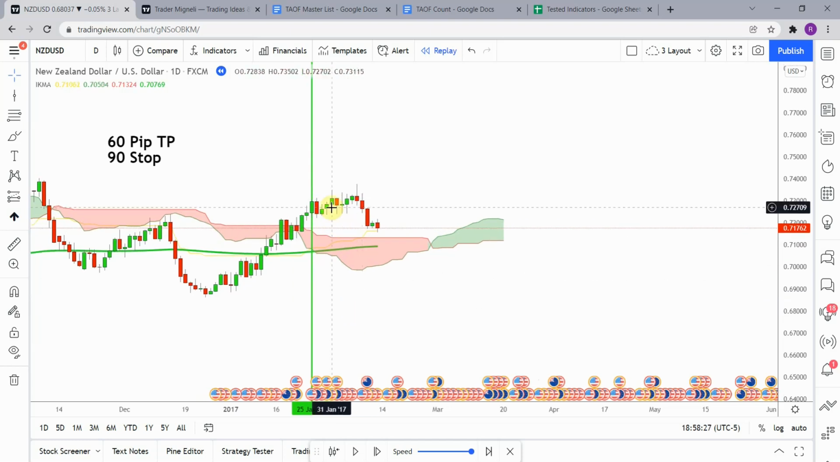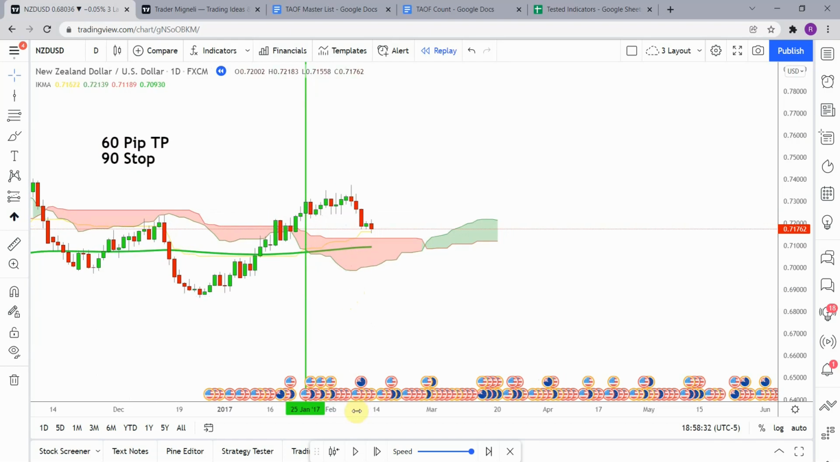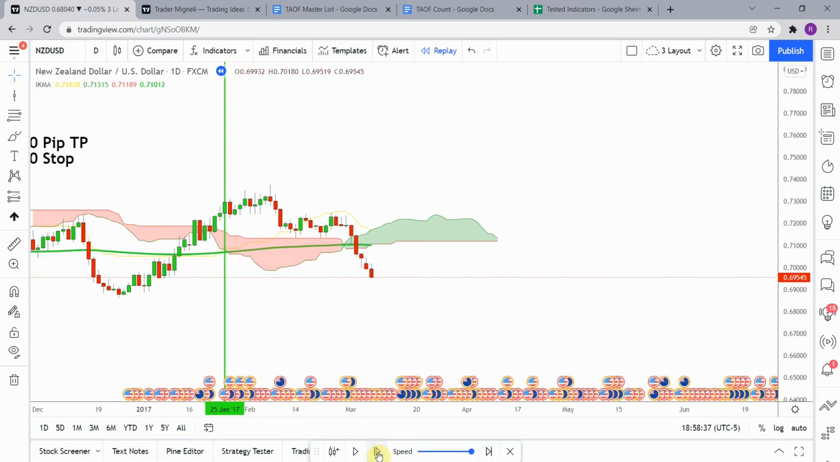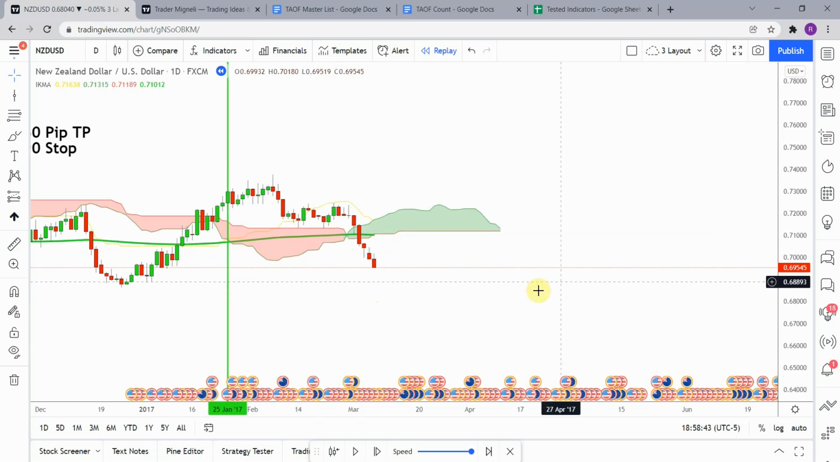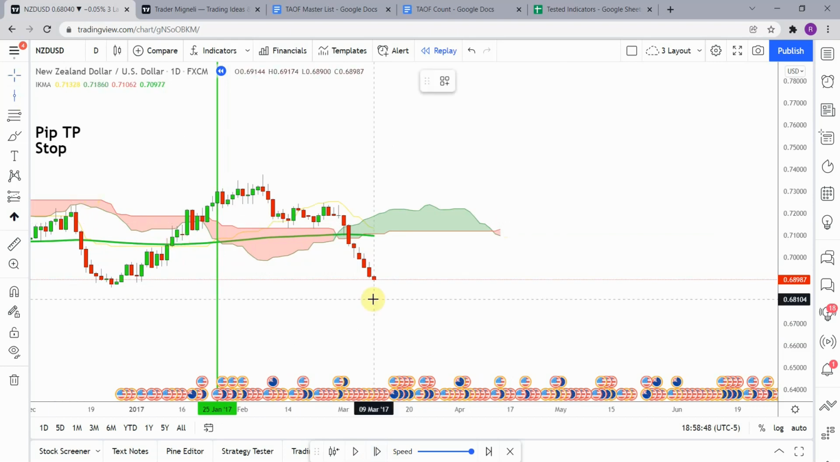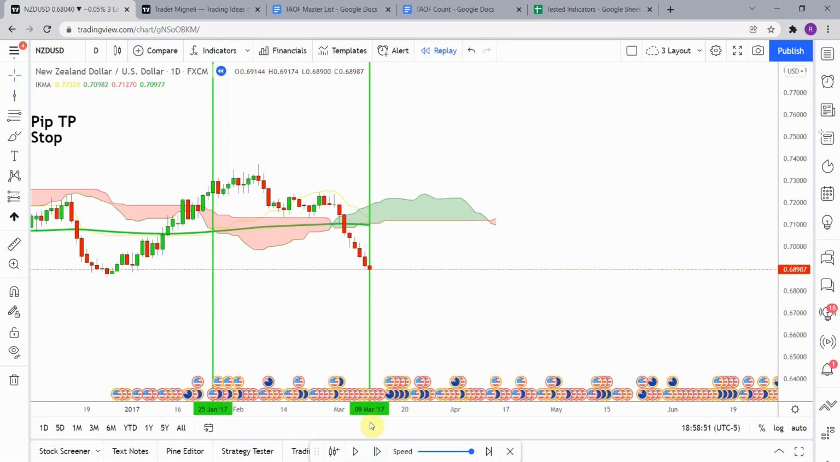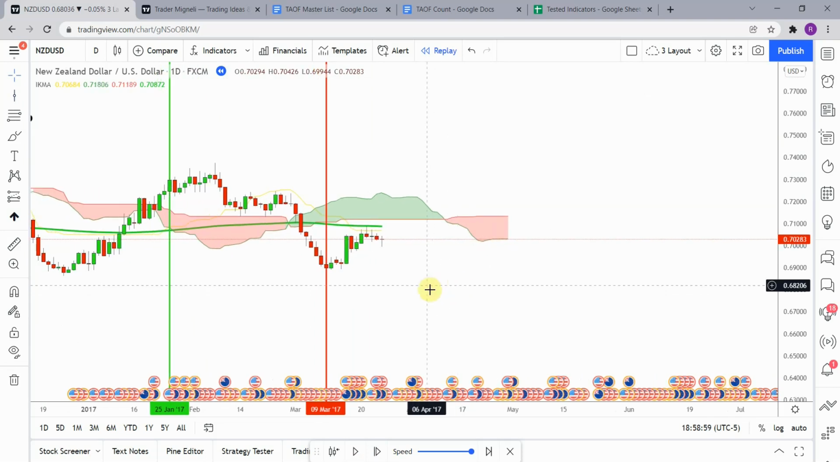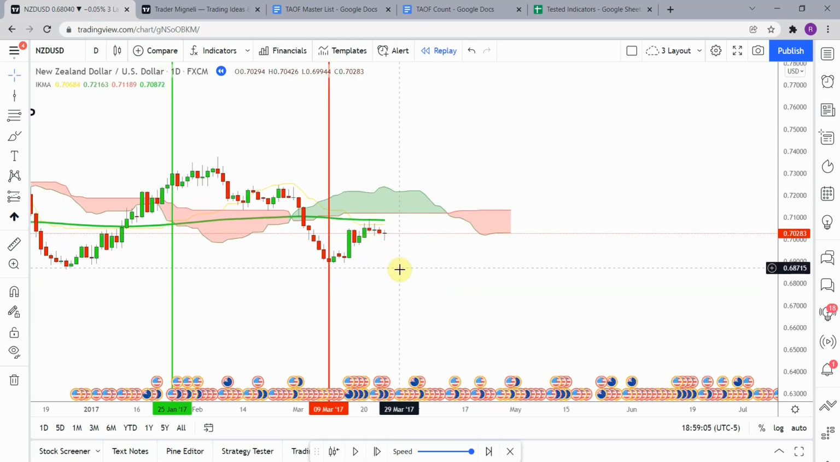All right, so we get a little bit of a pullback, then we get a push to the upside, just enough to get us to take profit. So let's go ahead and continue on. Okay, so now we're breaking down below the EMA, so now we're looking for the Ichimoku cloud to go red. And unfortunately, we get an immediate pullback to the upside there, which does stop us out on that one.